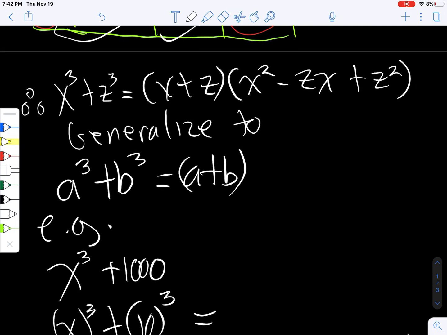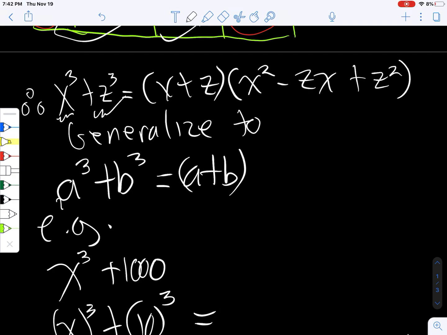Okay, so now we want to generalize this. We don't want to have a formula that's just based on x. We want to generalize it to a and b. Just like we know that the difference of squares formula is a minus b times a plus b, or the product of those two, equals a squared minus b squared. So we want to do the same thing. So we can take this and let x be a, and let z be b.